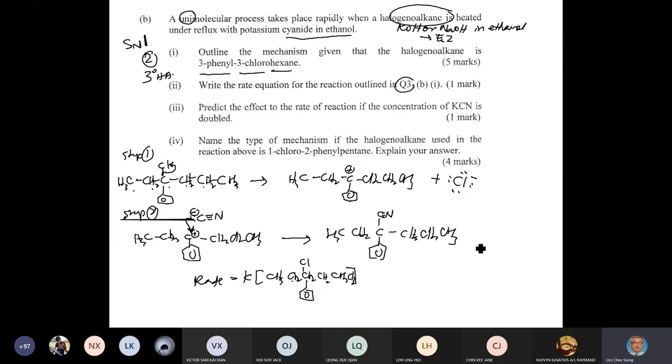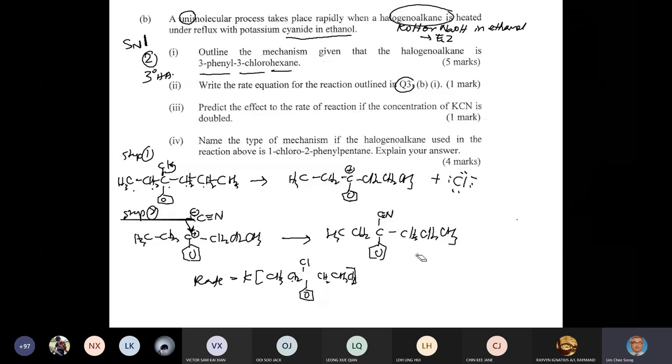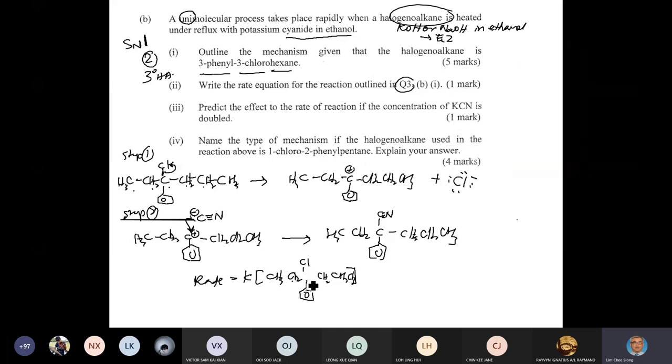But last semester, one student lost one mark on this one. What's the reason? Because he chose the wrong chemical structure. He chose the end product. So students, when you answer the questions, you must understand what the question is asking. It refers to the reactant, not the end product. So don't choose this one here. You're totally wrong.